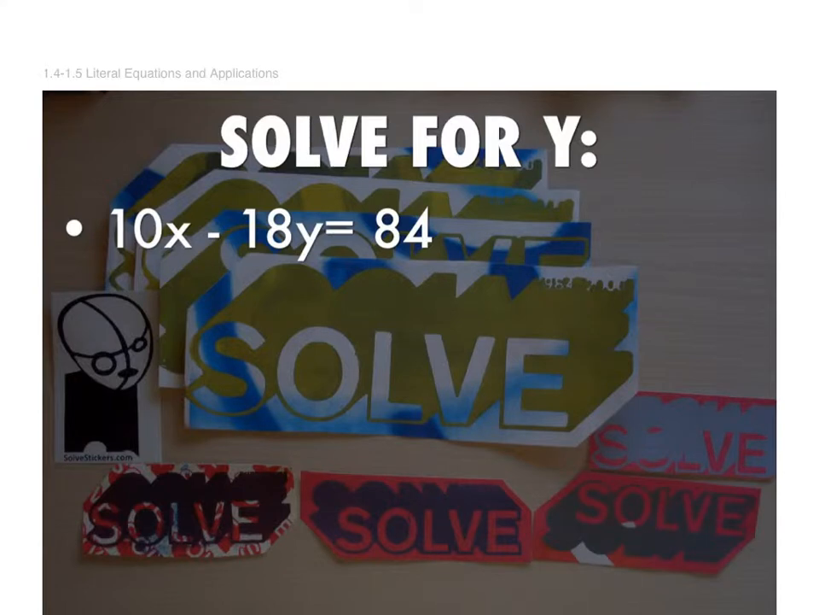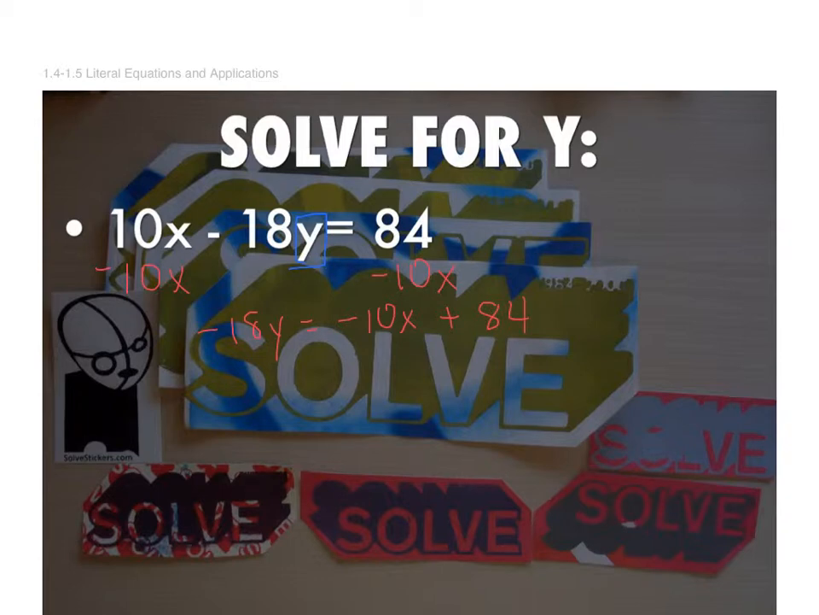Alright, next we're going to have a problem like this. This is actually a problem that's in standard form, and we're going to solve it for y. So we're going to put it into slope-intercept form. So the first job again is to isolate the variable. Since we want to solve this for y, we're going to isolate y. So we always want to get away anything that's being added or subtracted to y, and so that would be the 10x. So we're going to minus 10x, minus 10x. So that'll leave us with negative 18y is equal to negative 10x plus 84.